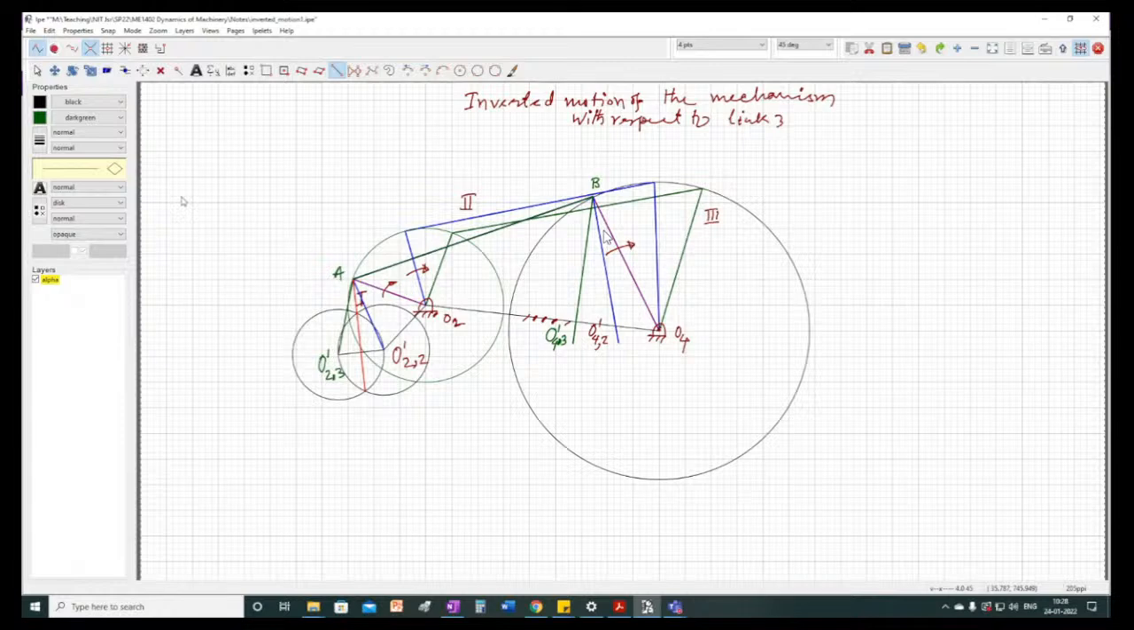Now, if I want to draw the perpendicular bisector for O22 and O2, what should I do? Let me remove this circle so that there will be less ambiguity. I'm removing it. This is the perpendicular bisector of O23 and O22.